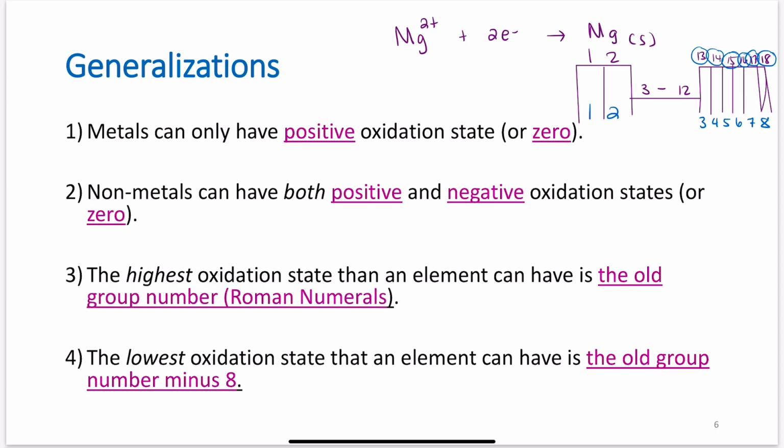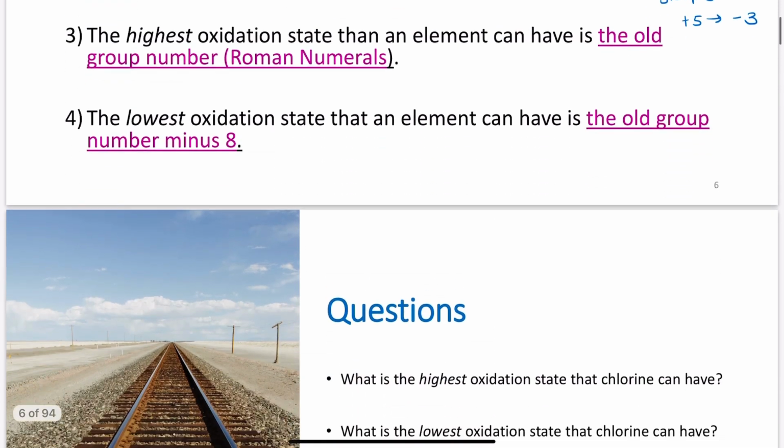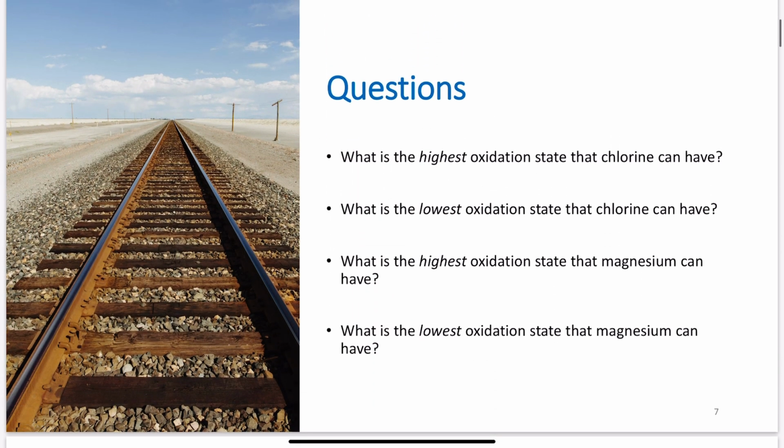So for example, oxygen is group 6 in the old naming convention, which means oxygen can go from plus 6 to negative 2. Phosphorus is group 5. It can go from plus 5 to negative 3. So, you might want to pull out your periodic table for this, because it might help.